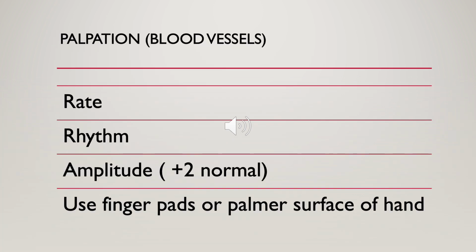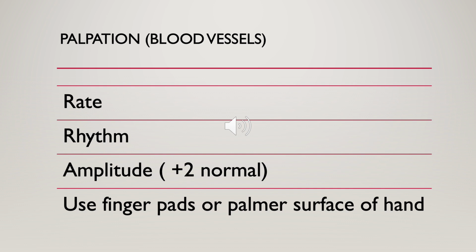To palpate blood vessels, you are going to use either the finger pads of your hand or the palmar surface of your hand. So an example of using your finger pads is when you're taking a pulse or palpating distal pulses like in the lower extremities. So we always want to know the rate and rhythm. And rhythm means, is it regular or irregular? The rate is you're going to count a pulse, right? And then the amplitude means the strength of the pulse.